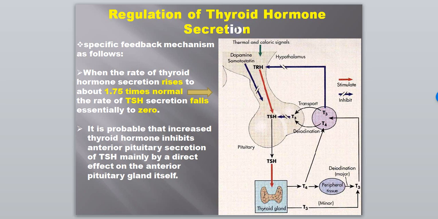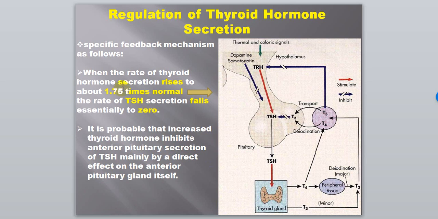So how can we regulate the secretion of these hormones? We can regulate it by a specific feedback mechanism. When the rate of thyroid hormone secretion rises to 1.75 times normal, the rate of TSH secretion falls to 0. It is probable that increased thyroid hormone inhibits the anterior pituitary secretion of TSH, thyroid stimulating hormone, mainly by direct effects on the anterior pituitary gland itself. That means we're talking about a negative feedback mechanism.